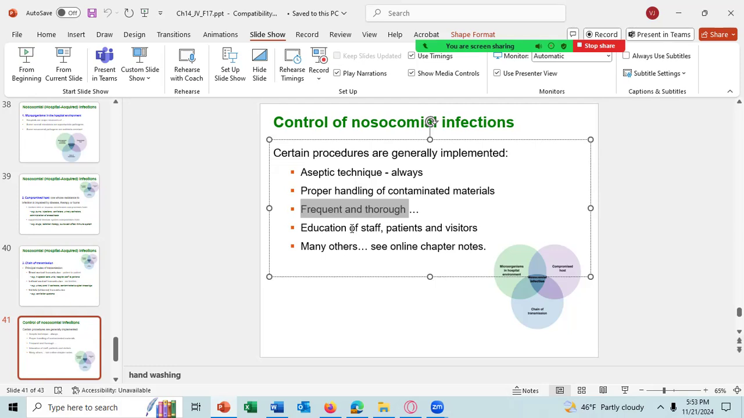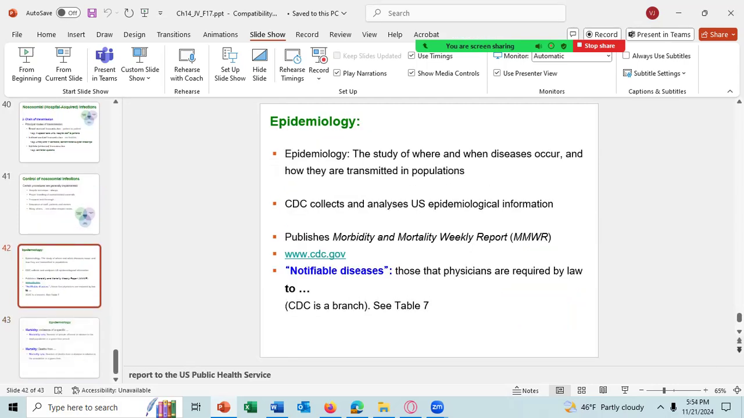There are some other techniques for controlling nosocomial infection. If you want to look at those, view the online chapter notes where we discuss that in greater detail. Any question about any of that? All right. Let's talk about two terms of epidemiology.